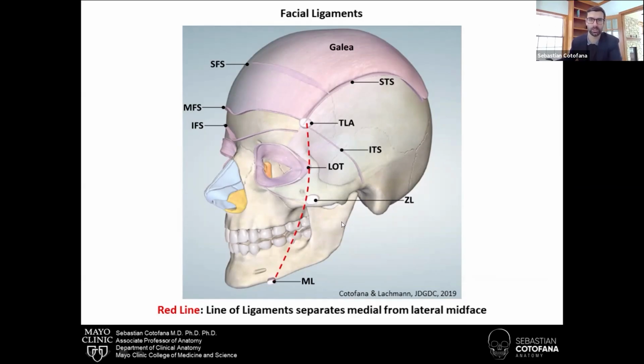which is very important. And one of the most important aspects is that injections into the lateral face, because of the layers, can influence outcomes in the medial face. And how is this clinically relevant?